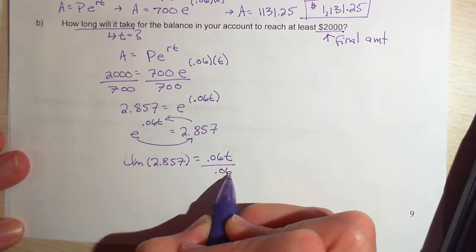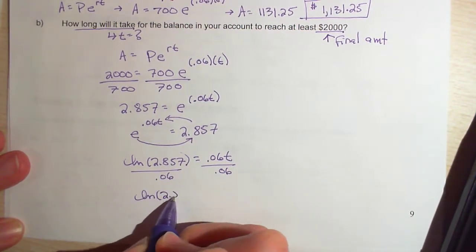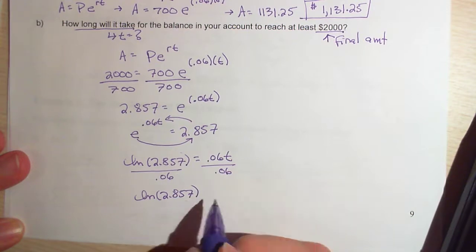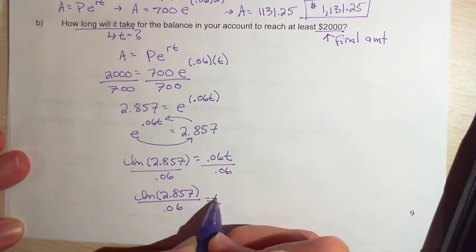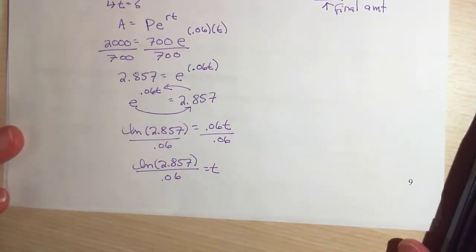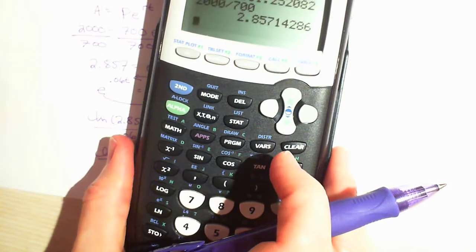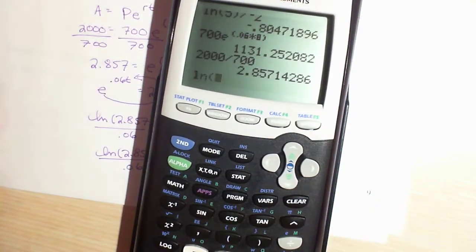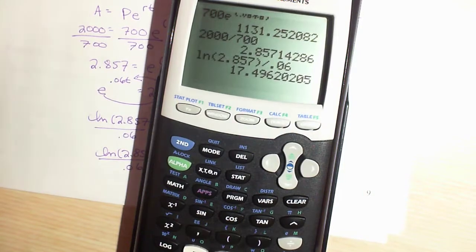So I'm going to divide both sides by 0.06. So what I'm going to put in my calculator is natural log of 2.857 divided by 0.06, and that's going to give me my time. And then I'm going to see if it makes sense. Should be bigger than 8, right? More than 8 years. So what I want to put in the calculator is natural log of 2.857, right parenthesis, divided by 0.06. 17 and a half, we'll call it roughly.